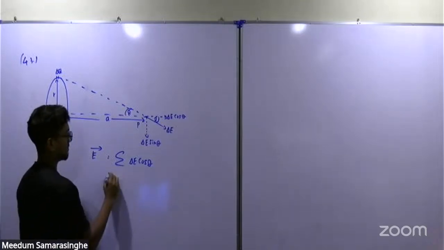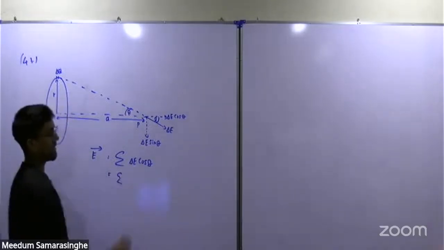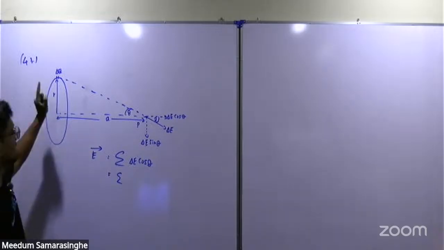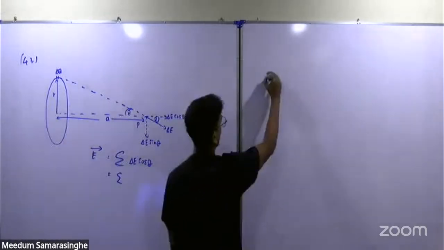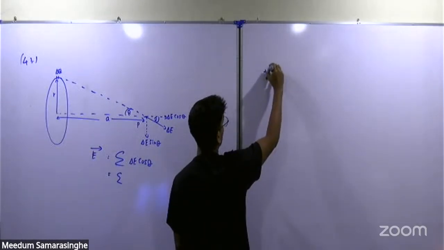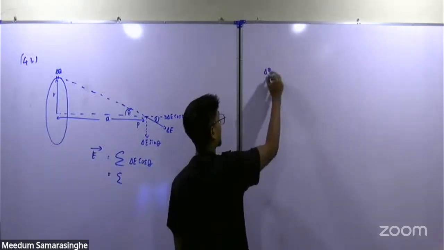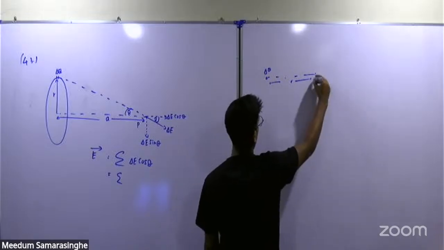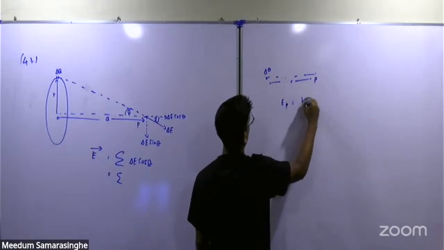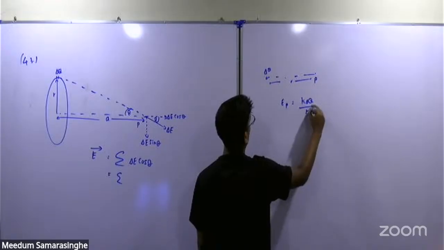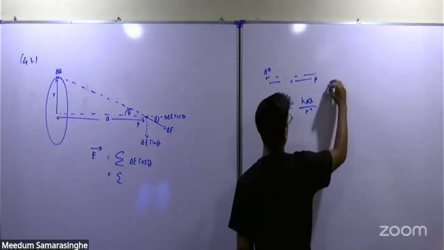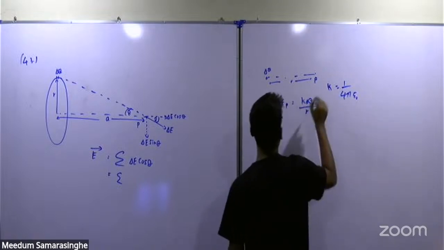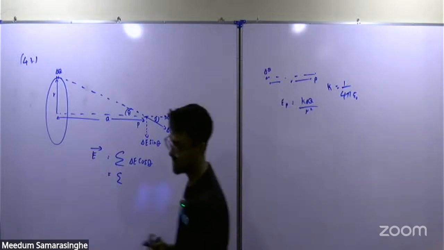So how to find E at P? Sum of delta E. How to find delta E? Can you remember, when you consider a point charge, let's say this is delta Q, how to find the electric field strength at a distance R? At point P, that is K delta Q over R square, right? Here K is 1 over 4 pi epsilon, and K delta Q over R square is the electric field strength, right?